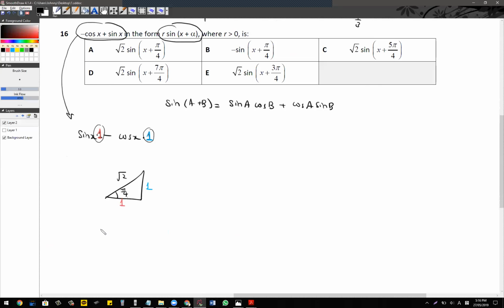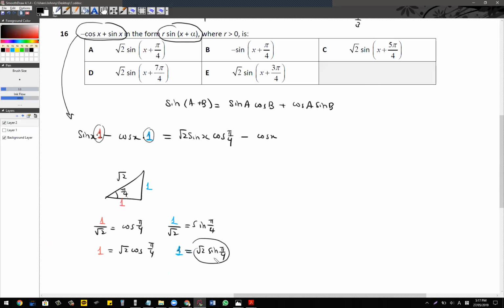Now what happens is, this 1 over root 2 is equal to cosine of pi on 4. And the other 1 over root 2 is sine of pi on 4, like that. So therefore, this 1 is equal to root 2 cosine pi on 4. This one here is root 2 sine pi on 4. So I can rewrite this one as sine of x, and then root 2 cosine pi on 4 at the front, minus cosine x times by this one. So root 2 comes out to the front, and sine pi on 4.